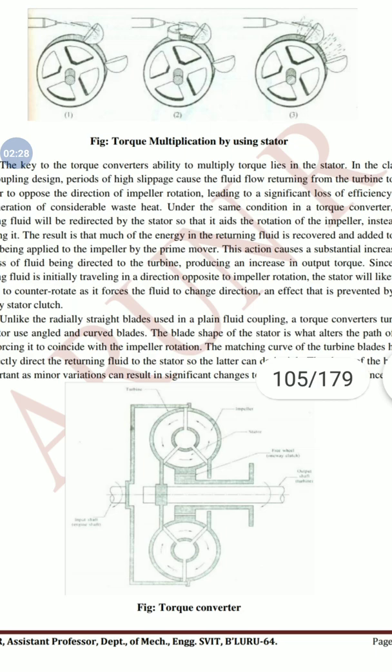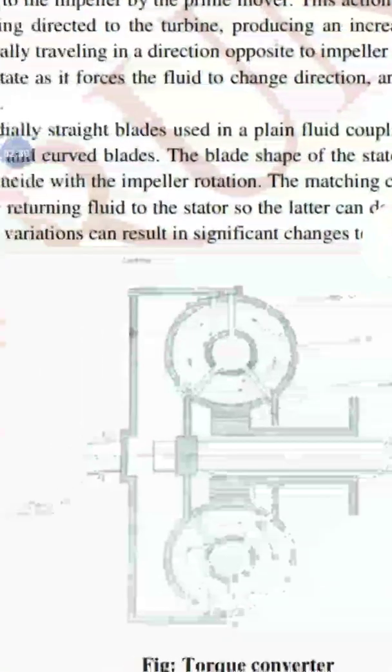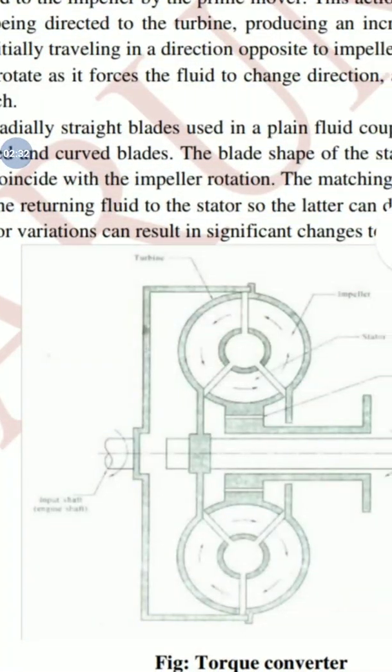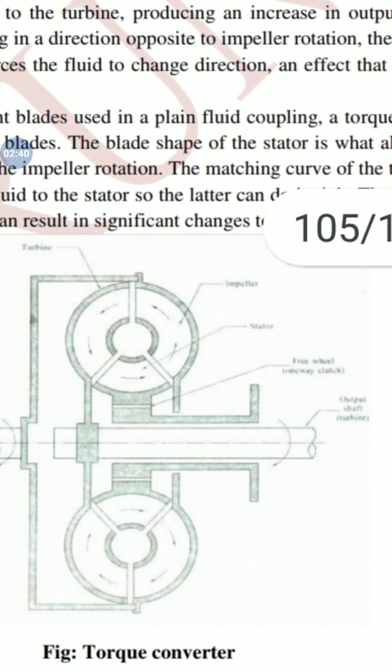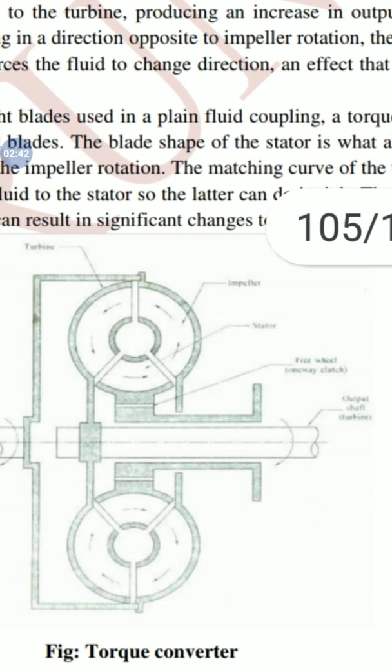The above figure shows the torque converter. It consists of a turbine, an impeller, nothing but a pump, and in between we have a stator. So the stator avoids the re-entry of the fluid from the turbine back to the pump. So that's about the torque converter.